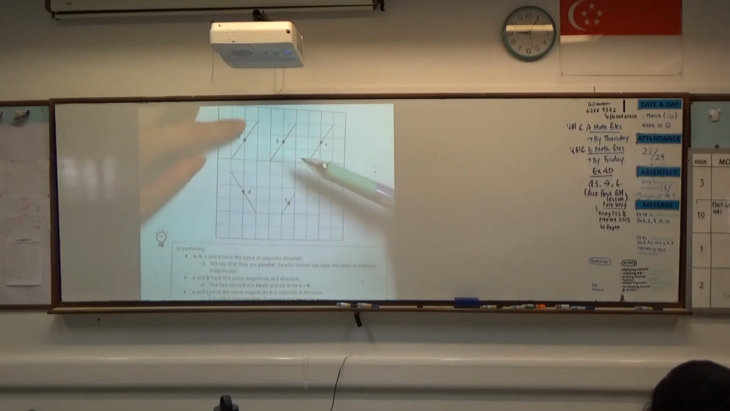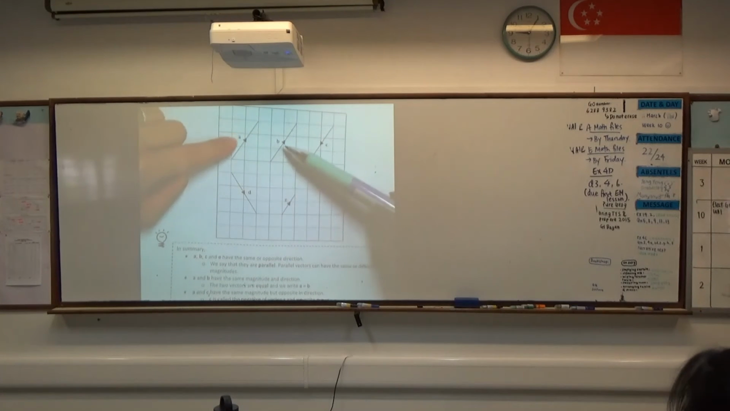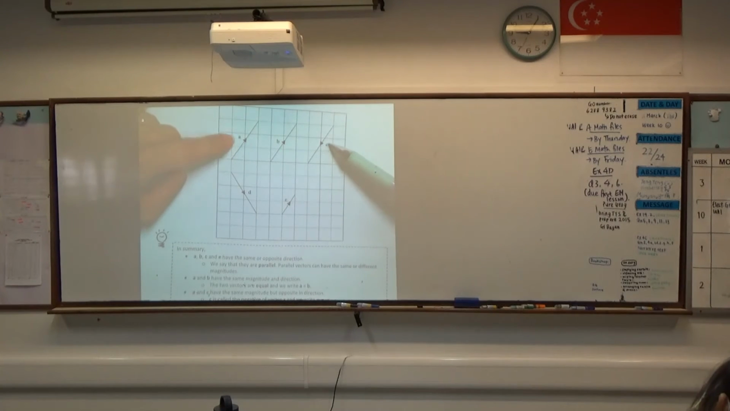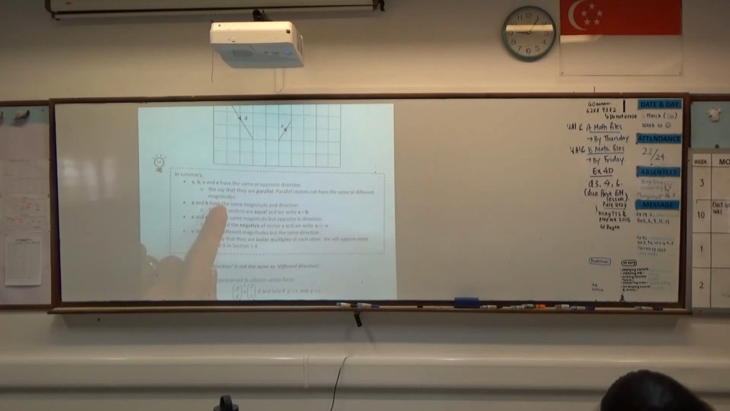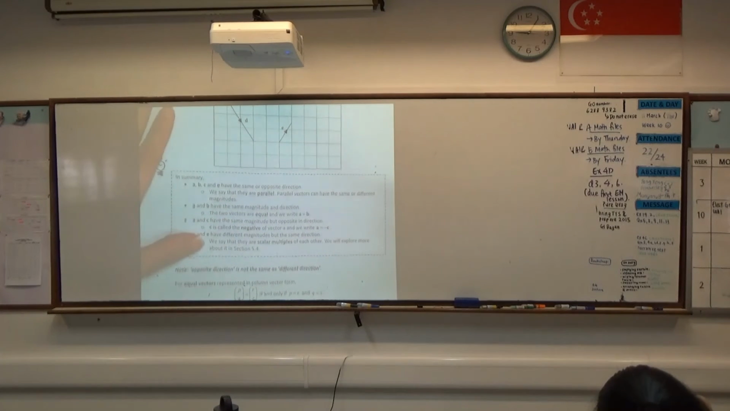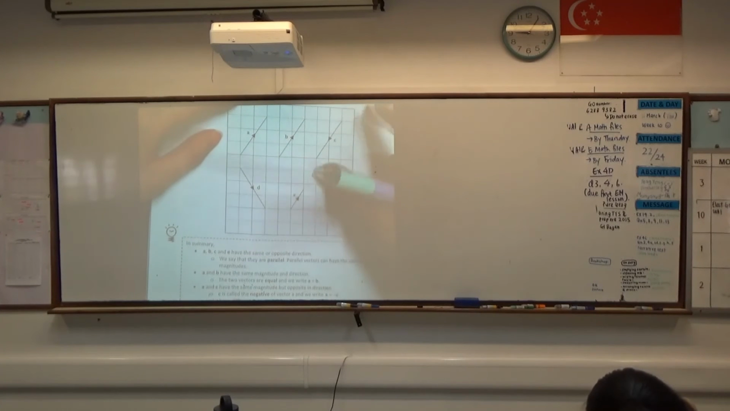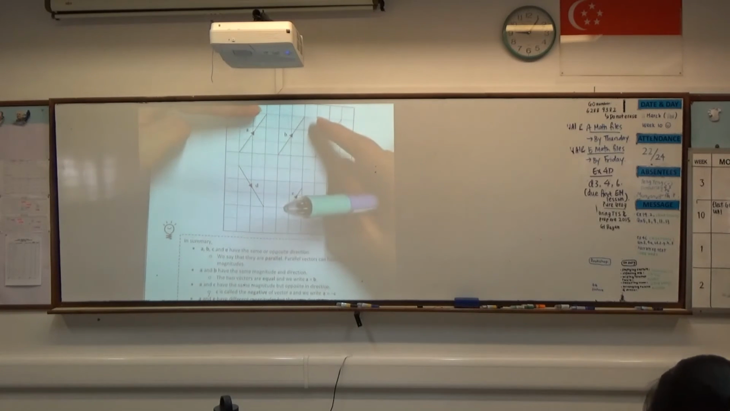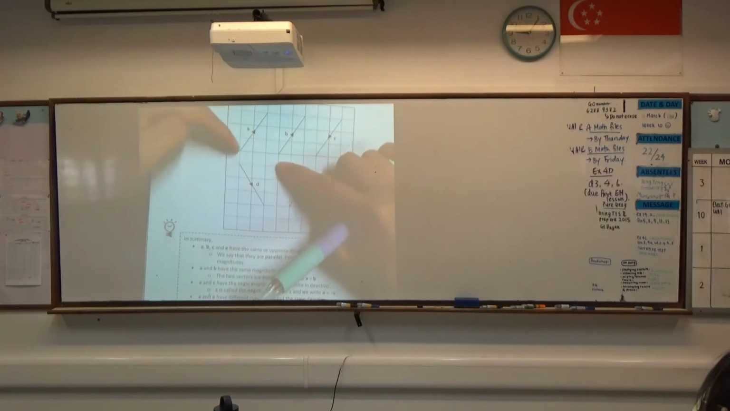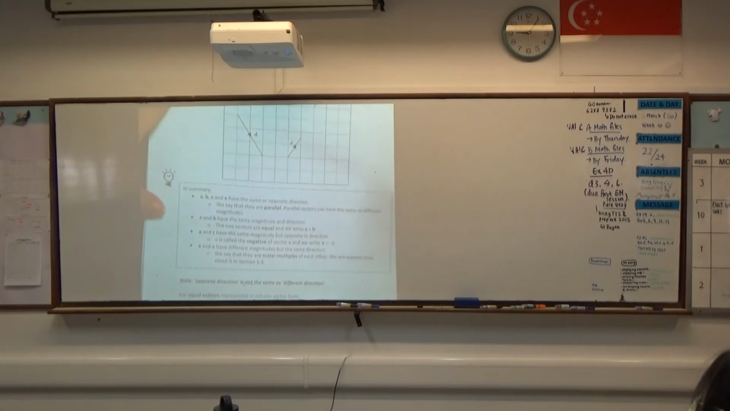For the vectors A, B, C, they have either the same direction, that's for A and B, or different direction, which is A and C. We call them parallel. Parallel vectors can have the same or different magnitudes, so they can be of different lengths. That will also be considered parallel, so long as you keep in mind how we recognize parallel lines: they are in the same direction. That's what we call parallel.